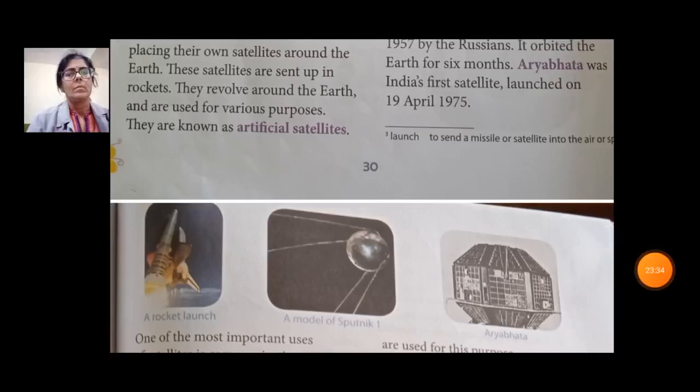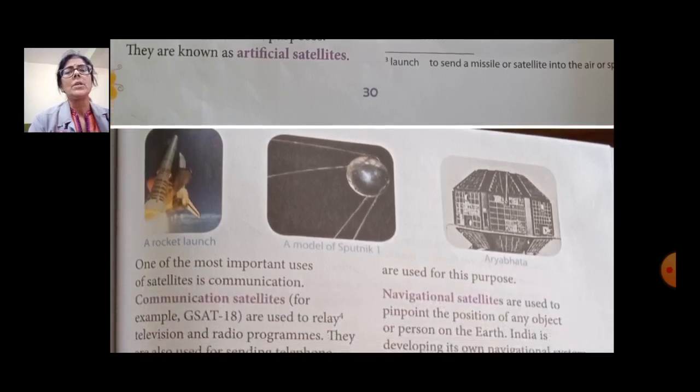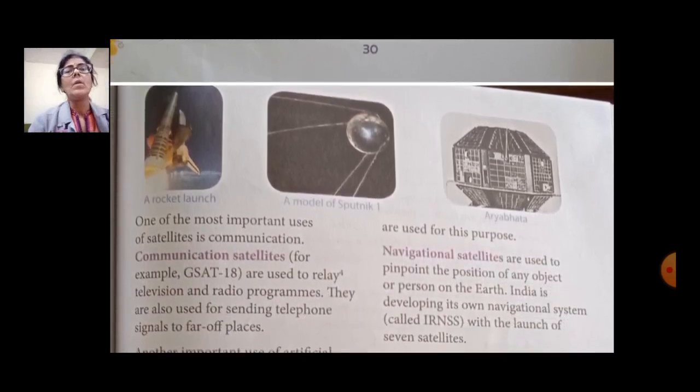Here is the meaning given of the word launch. It means to send something, missiles or anything, or a satellite into the air, right, or into space. Here you can see the picture on page number 31.